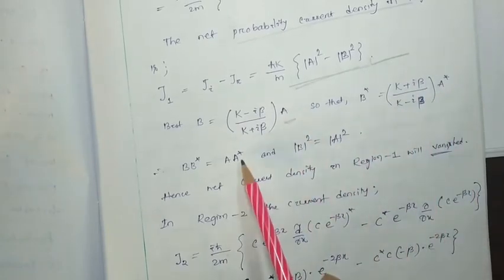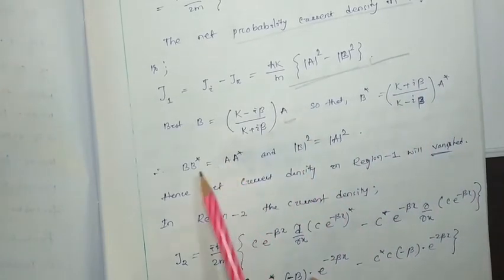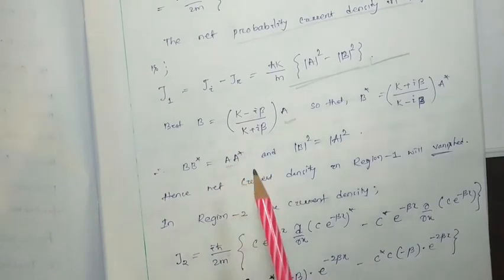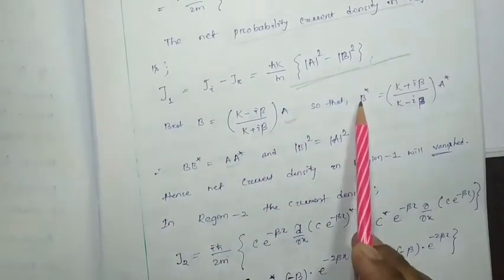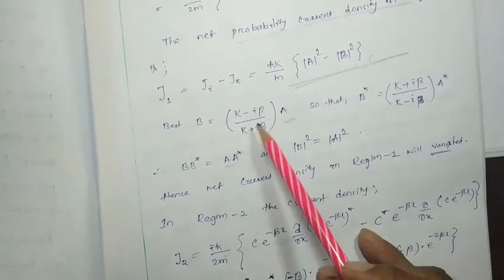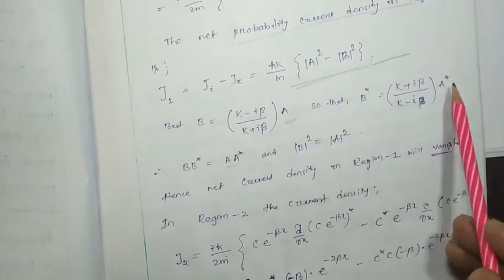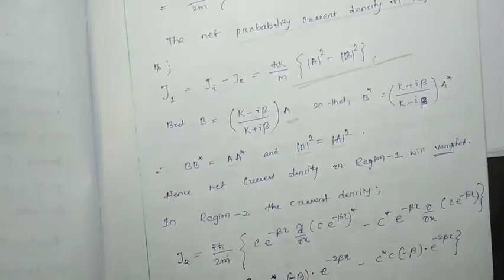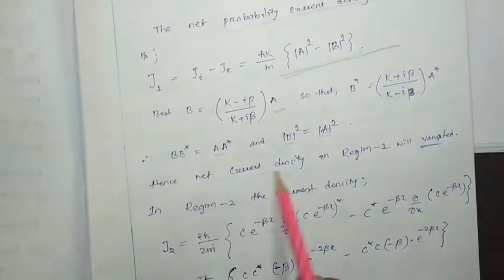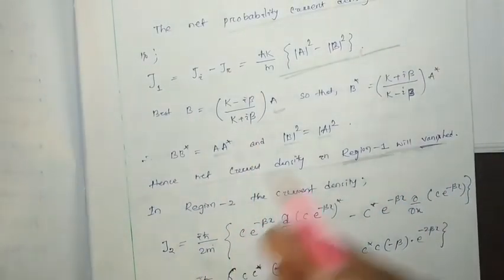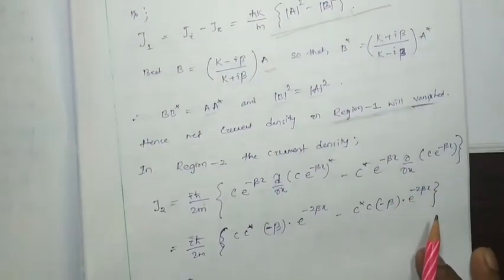A star will be remaining, we are going to get. See, b star will be equal to this much into this much. So this got cancelled, this got cancelled, we found a star. That means b mod square equal to a mod square, at last we found. Hence the net current density in region 1 will vanish. In this case, the net current density will be 0.